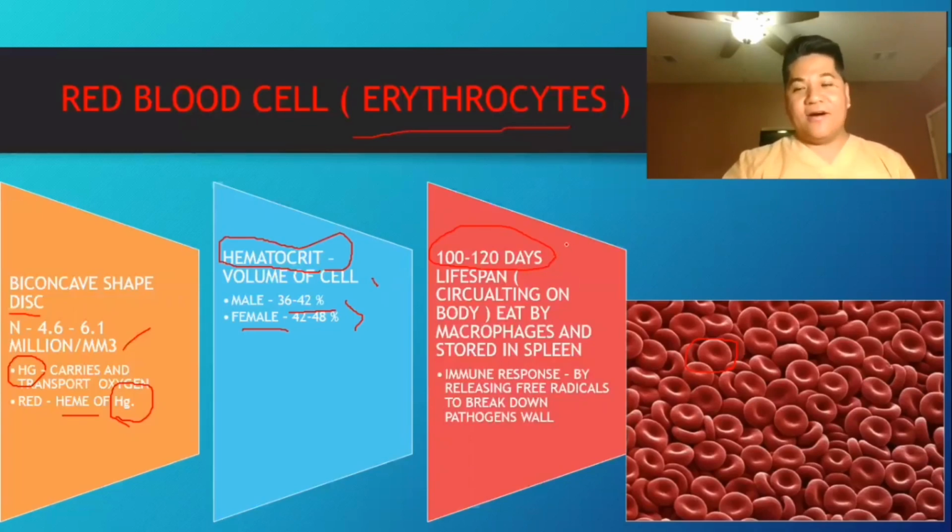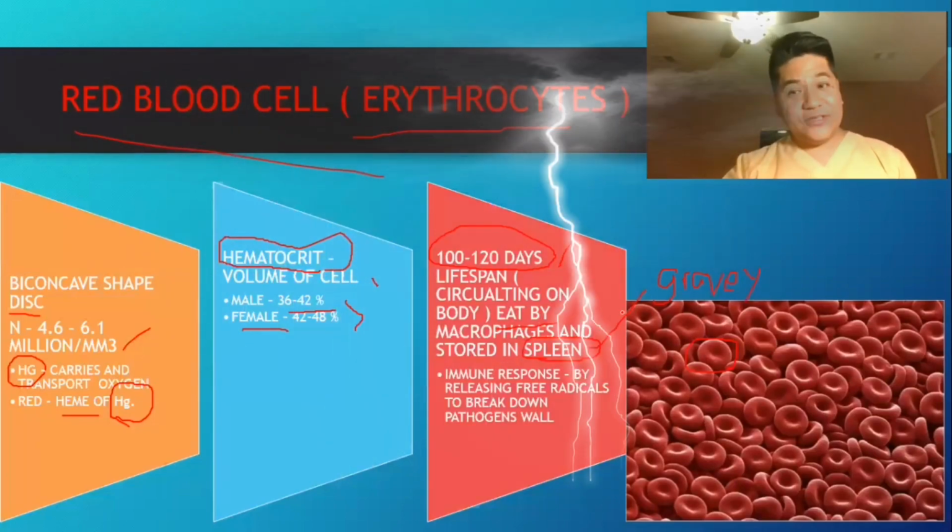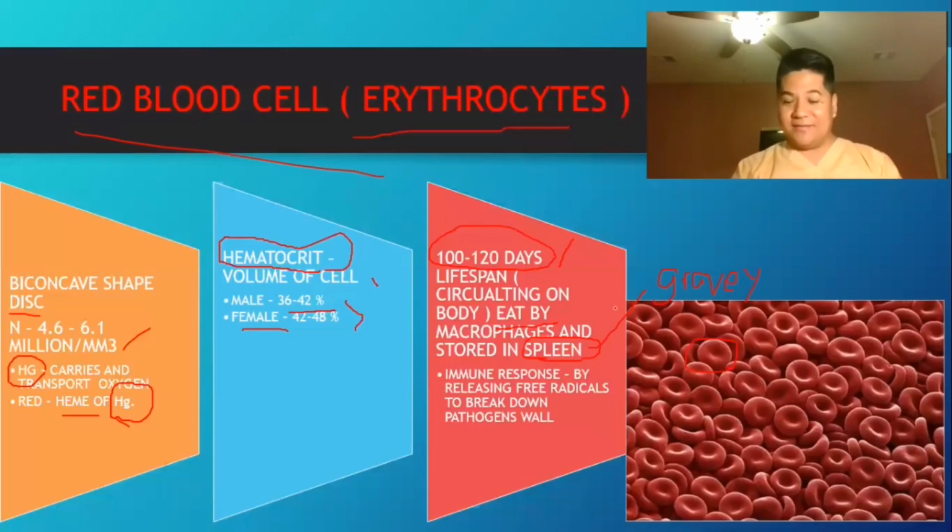But at the end of 120 days, they will die, and then new ones will be formed by your forming organs, such as your bone marrow primarily. So what would happen to your red blood cell then? They're going to be eaten by macrophages and stored in the spleen. So this is the graveyard, or what we call the sweet home of your red blood cell, your spleen. There they can be utilized again by the spleen and released again into the blood to be used again by our body.